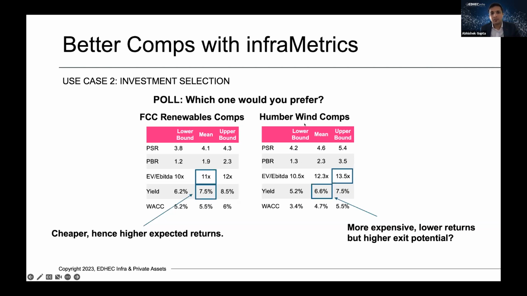But as I said, with Humber Wind Farm, there's potential for higher exit potential. So some of you may have looked at that as well when choosing this project, depending on what the target yield is that you are looking at. So it's a very interesting exercise. And again, using this risk factor approach and this average of different classifications that you have come up with, it's possible to get to an estimate like this.